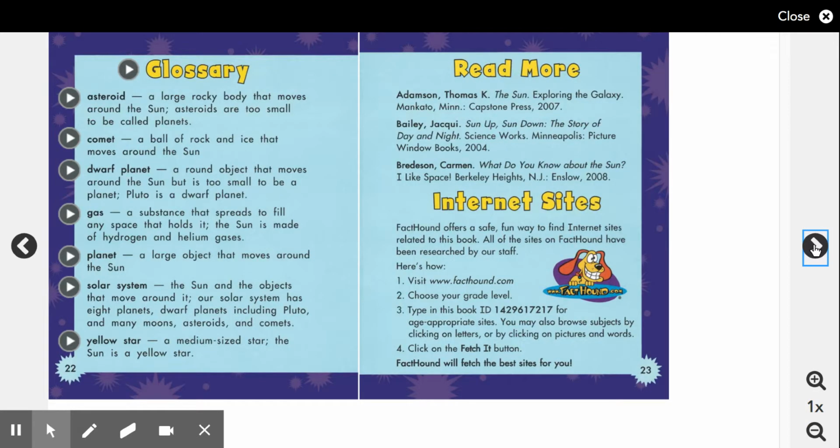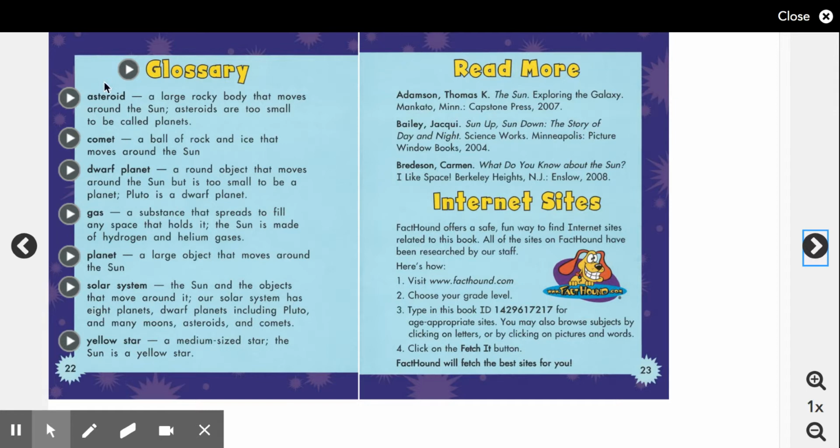And here we have our glossary. It is in yellow letters. Over here we have read more and internet sites. Those are text features and they are yellow and bright to catch our eye. We will revisit the glossary, friends, and we will look at the vocabulary in the glossary.